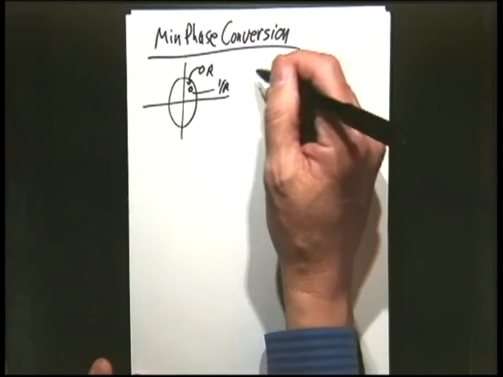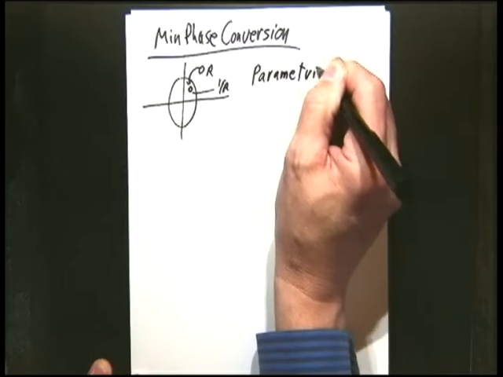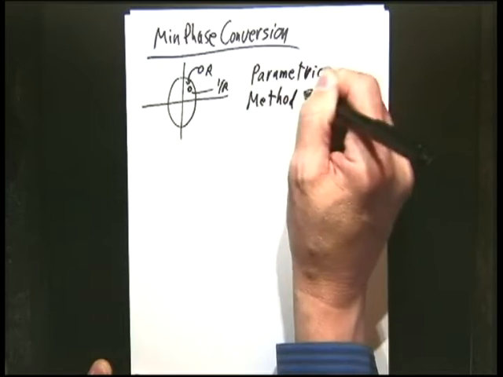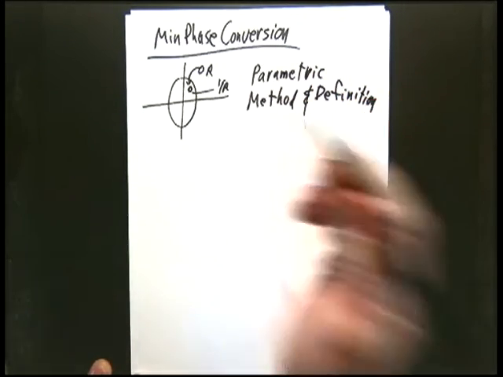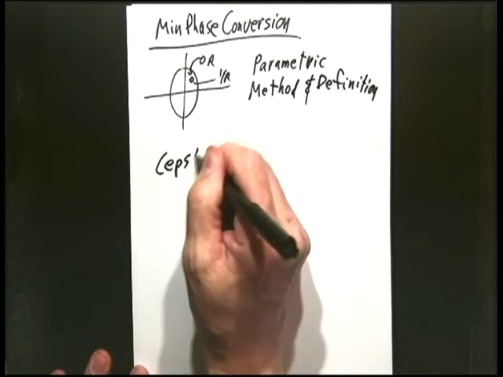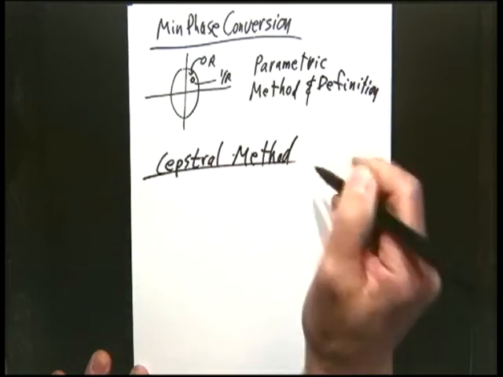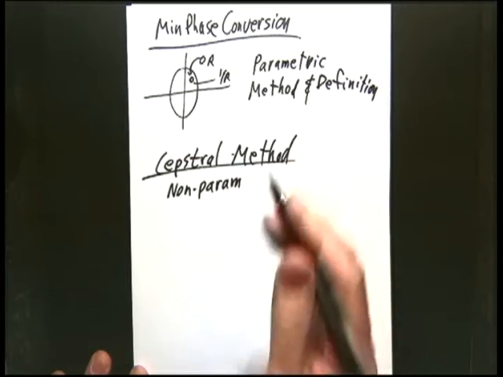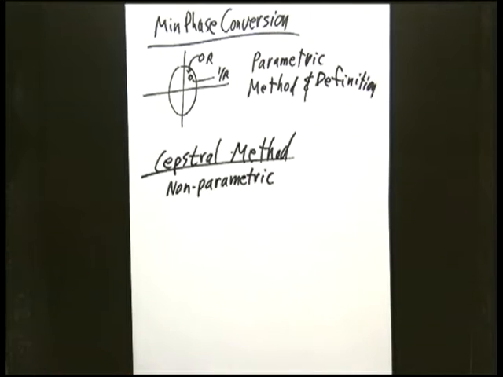So this would be the parametric method, where you factor it and reflect it back in. Parametric method, and also the definition, really. So I'll say parametric method and definition. That's really what we're talking about. But what we're talking about in the Cepstral method is a non-parametric method. So non-parametric. That means we're not going to factor anything. We're never going to see the poles and zeros. We don't know what they are. We're just going to make them minimum phase in principle.